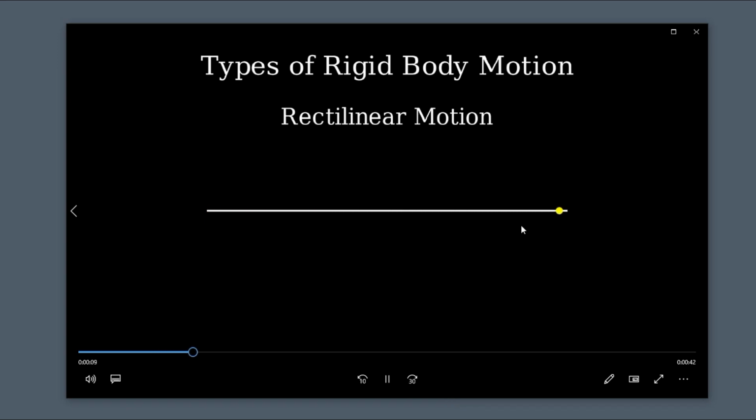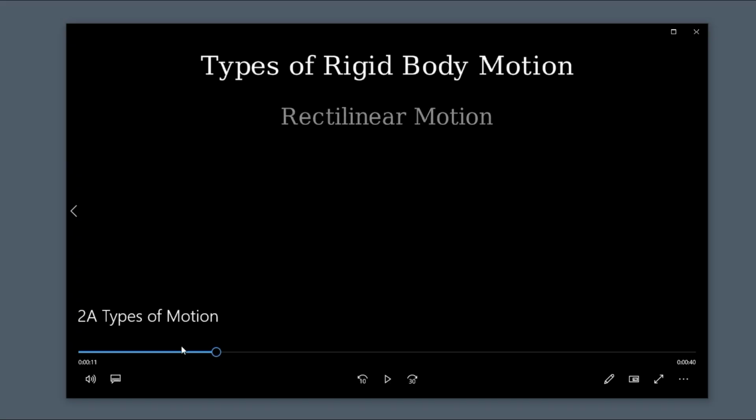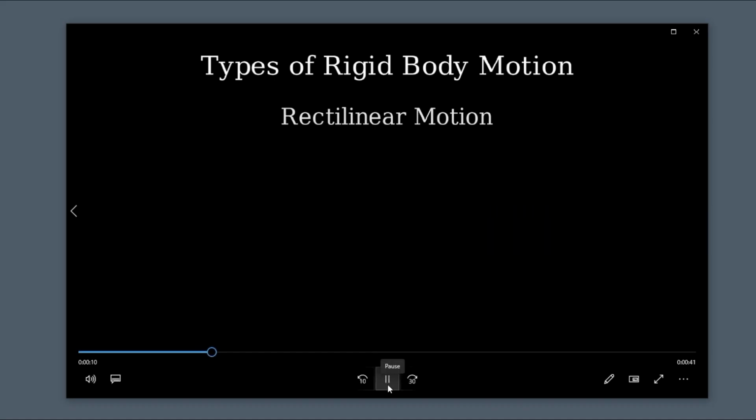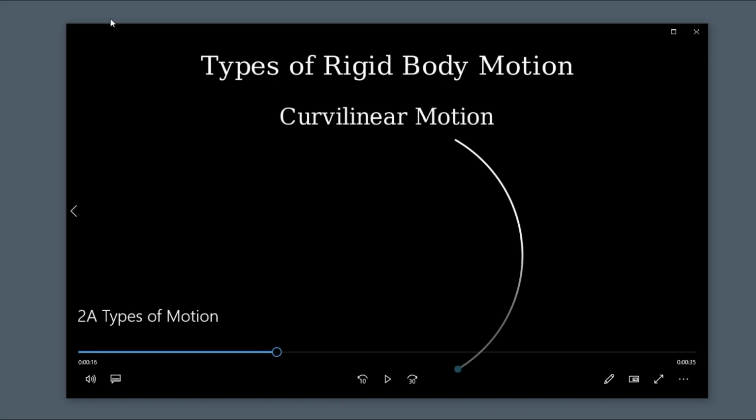So I could have used an arrow, that would have been better. So you can imagine an arrow pointing up straight, not rotating at all. That's an example of rectilinear motion. Curvilinear, again, an arrow. Actually, let me try doing that. Let me put an arrow and try doing that.